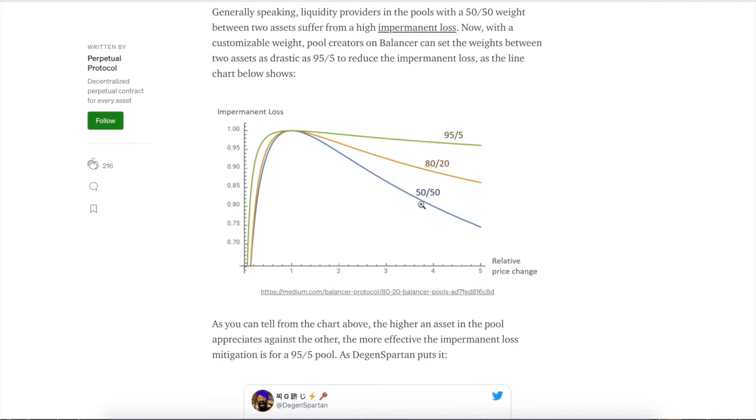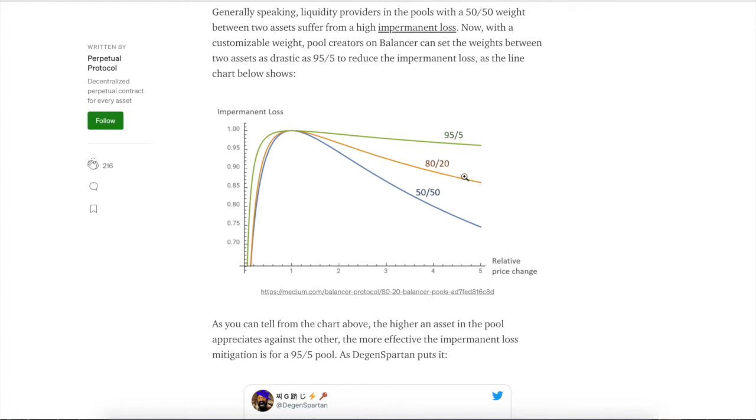So here's an example of providing on Uniswap or any other trading platform 50-50. You can see there's a greater risk of impermanent loss because if one token explodes, and obviously USDC isn't going to explode, it's staying stable, then when you withdraw it and it exploded, you're going to get less tokens.